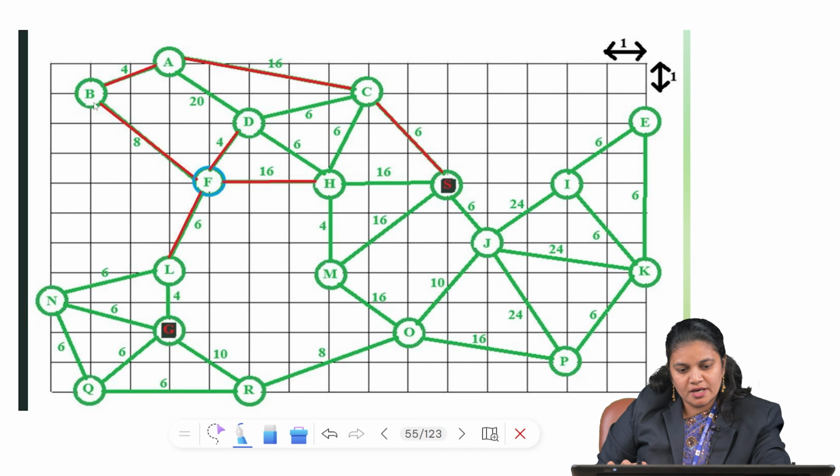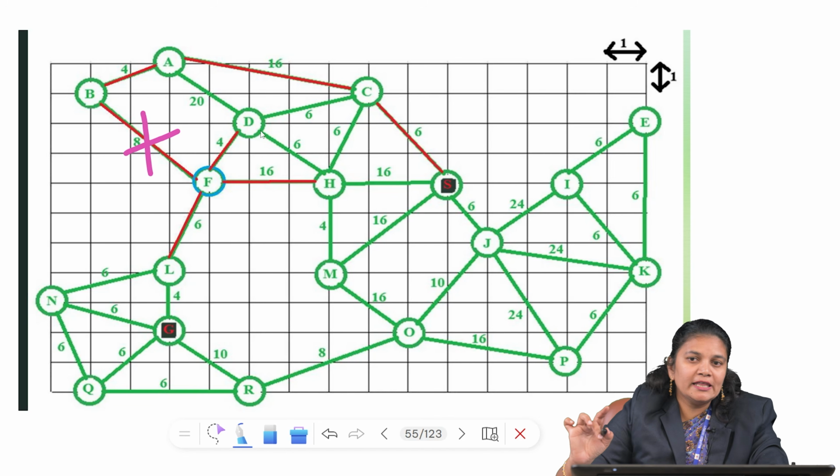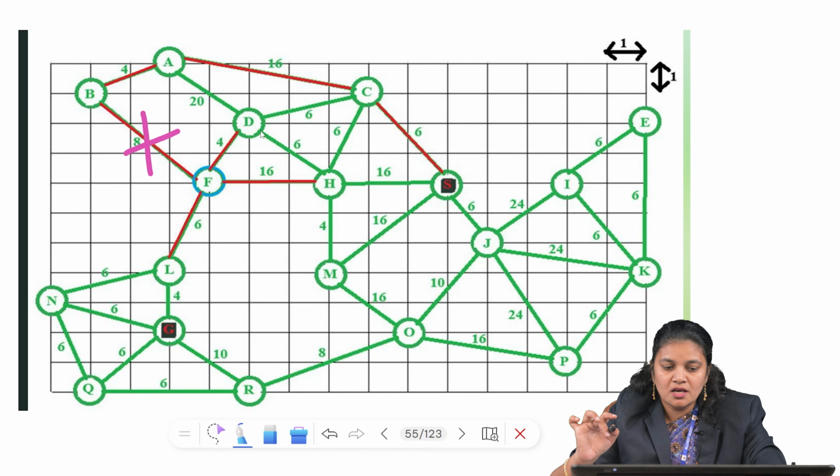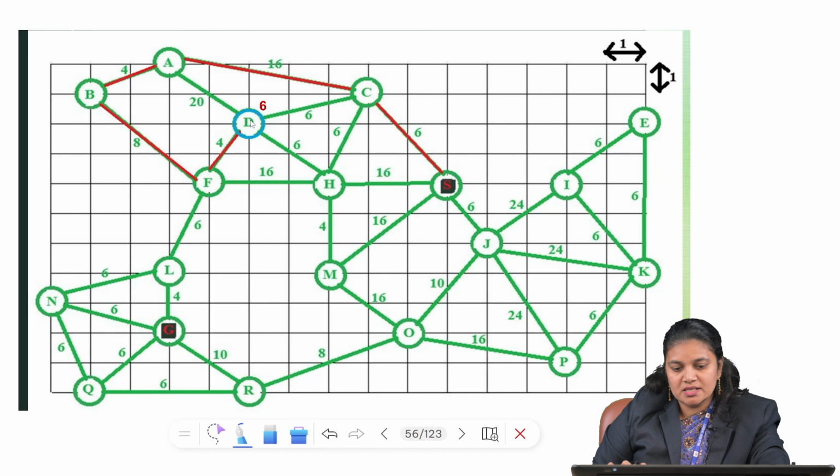F will be visited, and F has multiple options, D, H, L. Here B is already visited, so we can ignore this path, and D, H and L are all in the unvisited list. So here D wins the chance. So D is being visited.